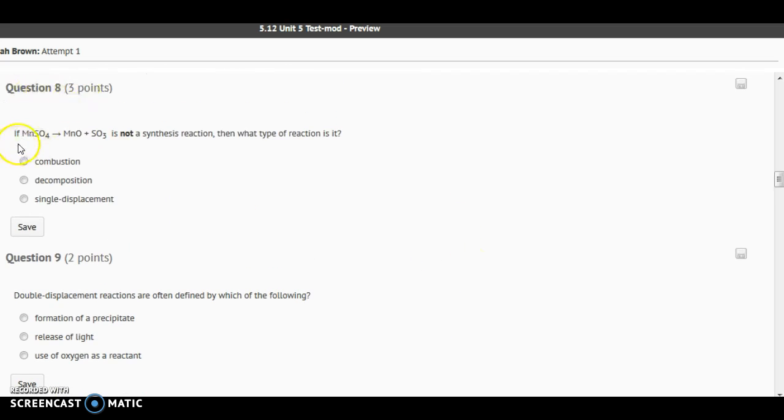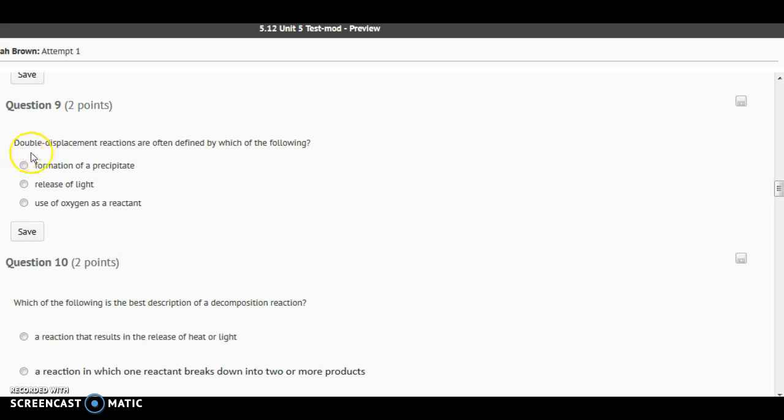Question number 8. If MnSO4 yields MnO plus SO3 is not a synthesis reaction, then what type of reaction is it? A. Combustion. B. Decomposition. Or C. Single displacement.